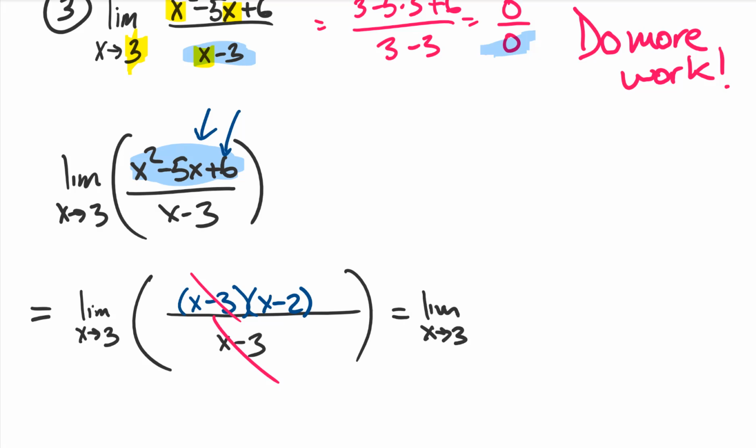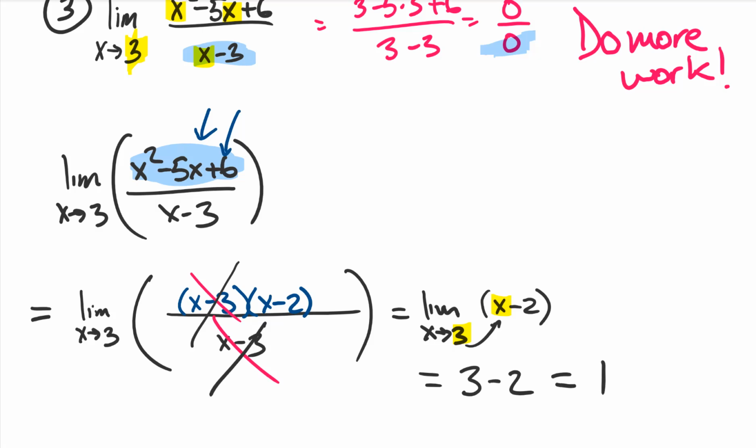We're not going to have that anymore. That's gone. We're only left with x minus 2. There it is. Take your number 3 and plug it in for x. This is equal to 3 minus 2. Once we plug our a value in, we stop writing limit. 3 minus 2 is equal to 1. We got ourselves a limit.